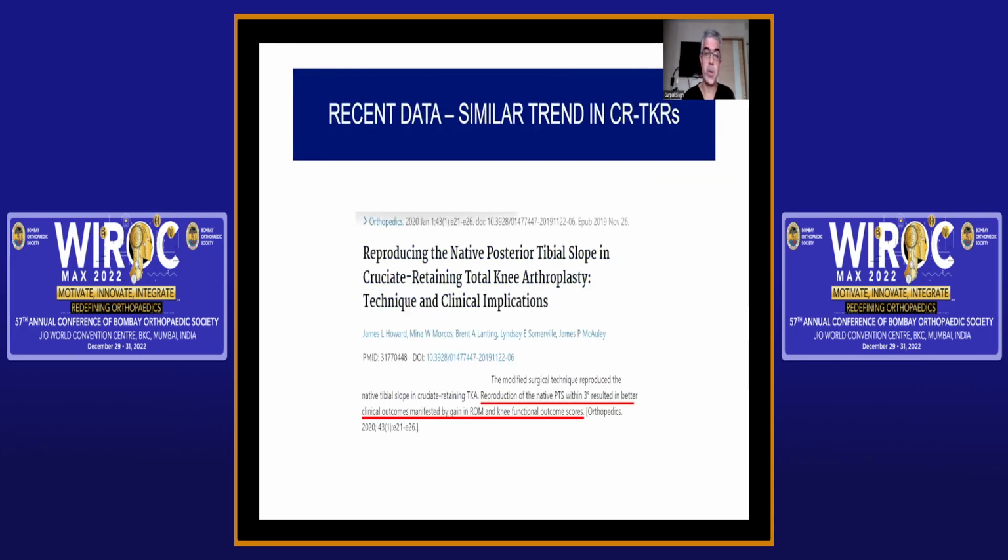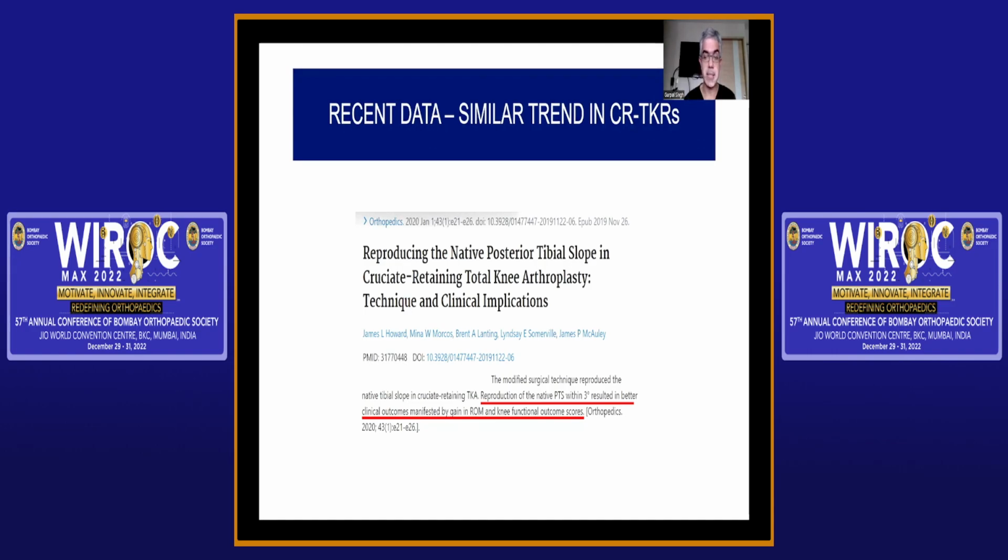Now, what do other people say? What have other groups seen? Again, a lot of the data is in CR knees, and this is another study recently by James et al. They have also reported that reproduction of the native tibial slope within 3 degrees resulted in better clinical outcomes manifested by gain in range of motion and knee functional outcome scores. Their main study population was CR knees.